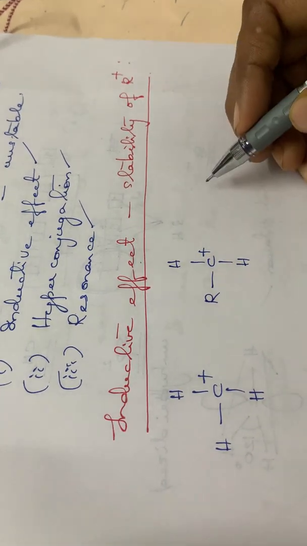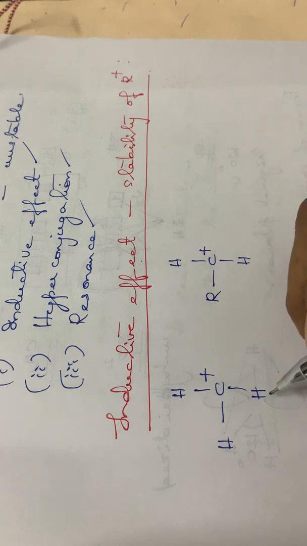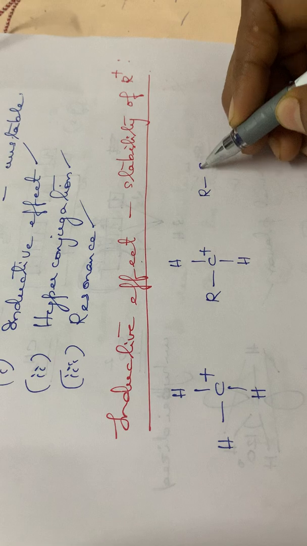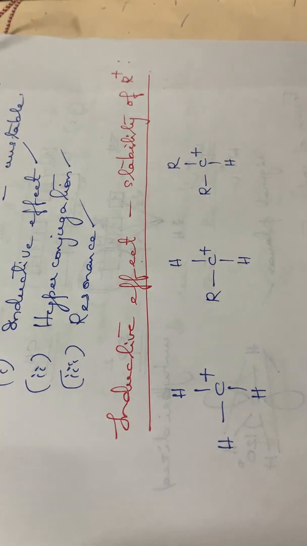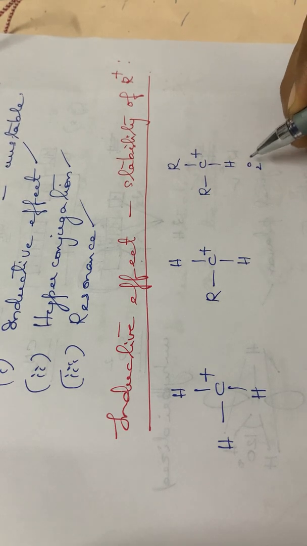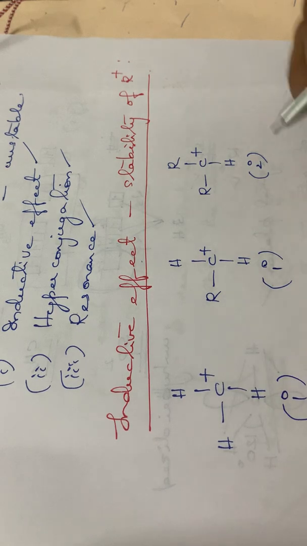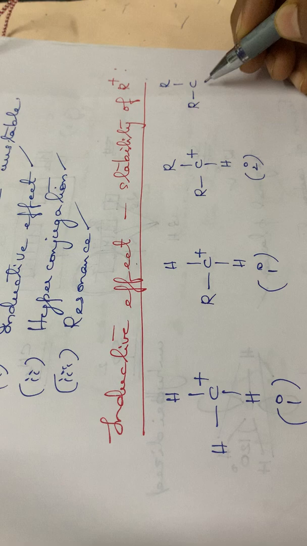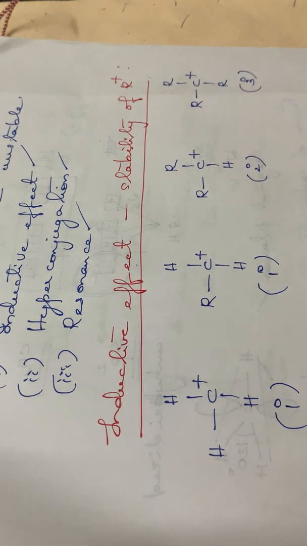This is a primary carbocation, this is also a primary carbocation. Then next I am writing a secondary carbocation, R, C, then hydrogen, then plus. This is R2CH+, isn't it? So this is a secondary carbocation. Then again I am writing a tertiary carbocation, R, C, R, R, then positive charge. So this is a tertiary carbocation.